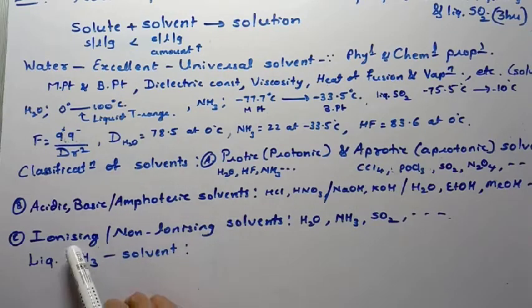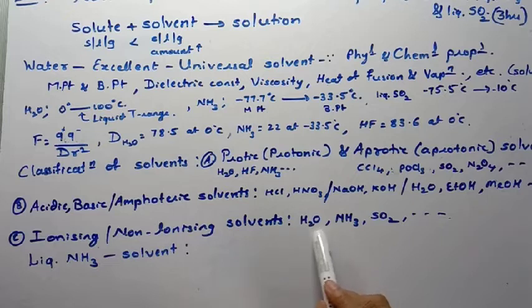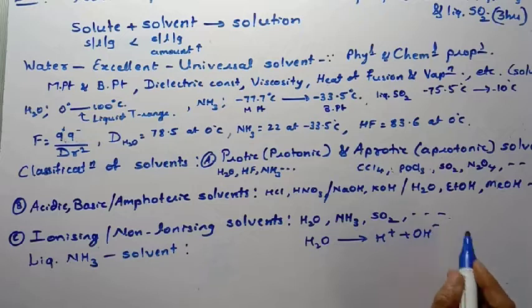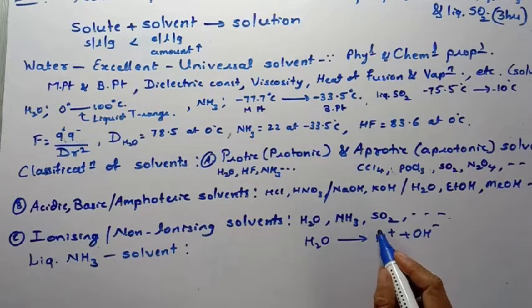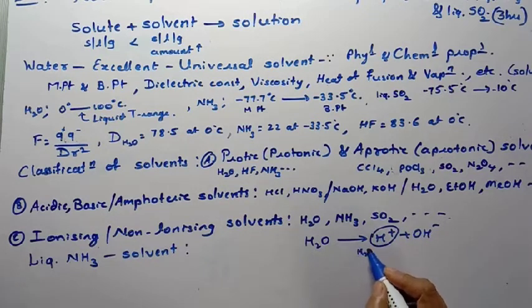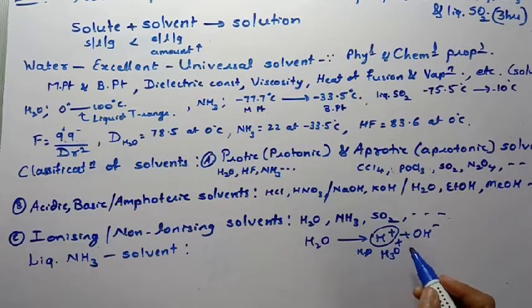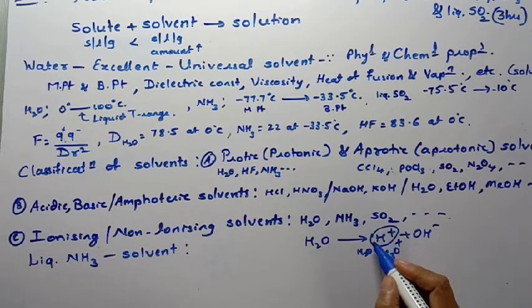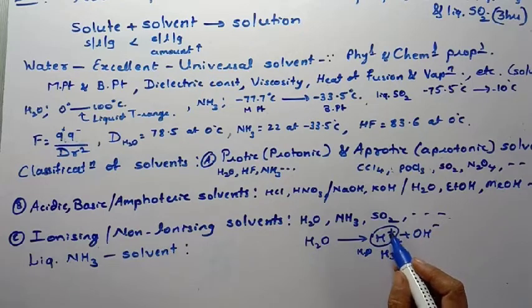Okay. Ionizing and non-ionizing solvents. The name itself indicates: the solvents which undergo ionization are said to be ionizing solvents. For example, H2O, when it undergoes ionization, produces H+ and OH-. But H+ is very active. It suddenly reacts with one more molecule of water and thereby forms H3O+, that is the hydronium ion. In any case, if there is H+ liberation, it reacts with one more molecule of solvent and exists in the form of a positive ion.